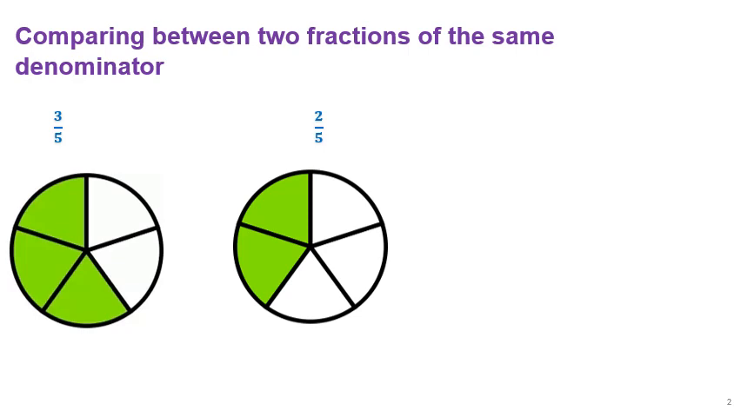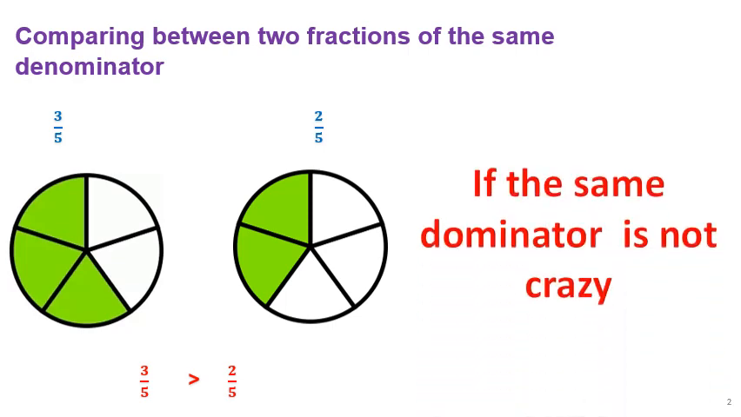Look at the picture. I have here 3 parts and here 2 parts out of 5. That means which is greater? Yes, 3 out of 5 is greater than 2 out of 5. That means if I have two fractions with the same denominator, this is a normal fraction, not a crazy fraction.